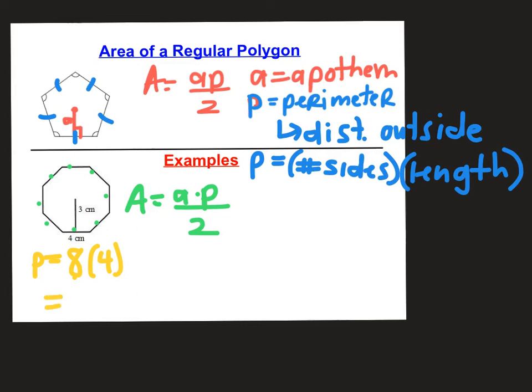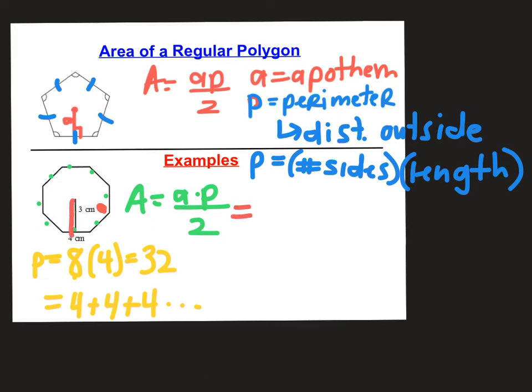Now if you're like, oh, Miss Sylvester, usually I do like 4 plus 4 plus 4, and I keep adding my 4's together, that's totally fine as well. You'll get the same answer. If I do 8 times 4, I get 32. My apothem for this one is going to be 3. It's that length on the inside.